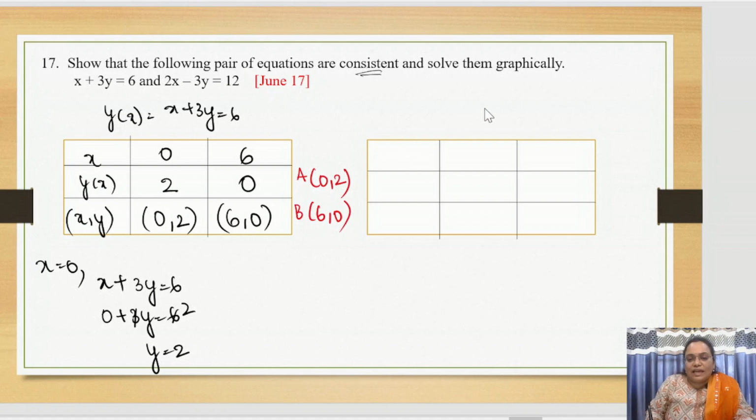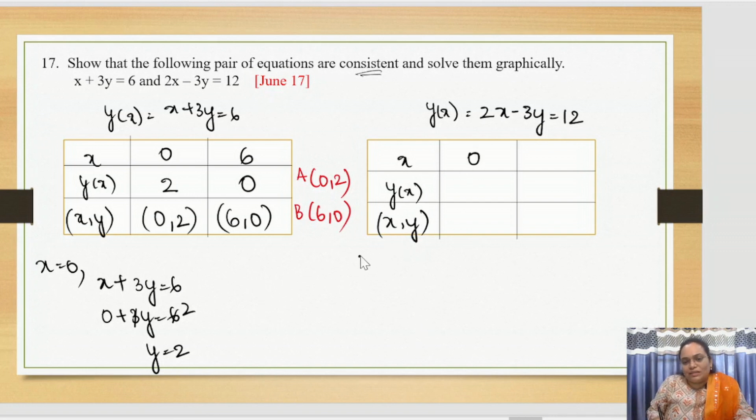So let us do it for the second equation, which is 2x minus 3y is equal to 12. Let us take this equation as y of x. This is x, this is y of x, this is x and y coordinates. Okay. So when x is 0, you will get 0 minus 3y is equal to 12. 3 fours are 12. So you will get y is equal to minus 4. Okay. When x is 0, y is minus 4. Coordinates are 0, minus 4.